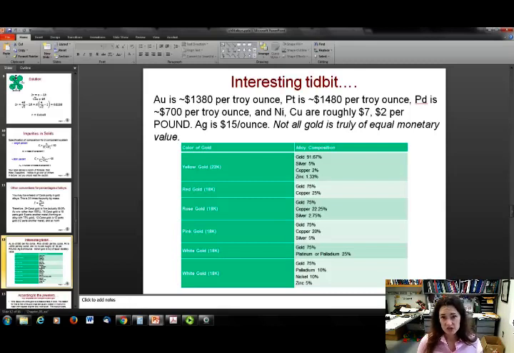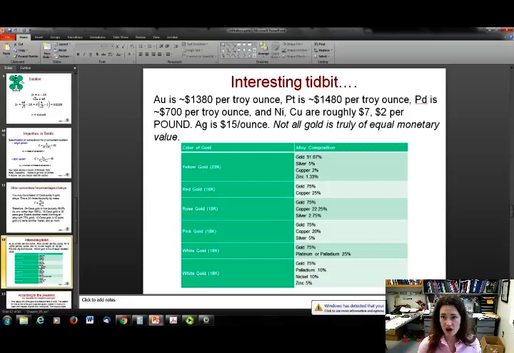On the day that I originally made this slide, gold was $1,380 per troy ounce. The economy was in a really bad state, so gold was $1,380 per troy ounce. Platinum was actually more expensive than gold at the time, and it was $1,480 per troy ounce. It fluctuates. Right now, I think today, platinum was a little less than gold, but you know, whatever. Palladium, another one, $700 per troy ounce, still quite an expensive metal.